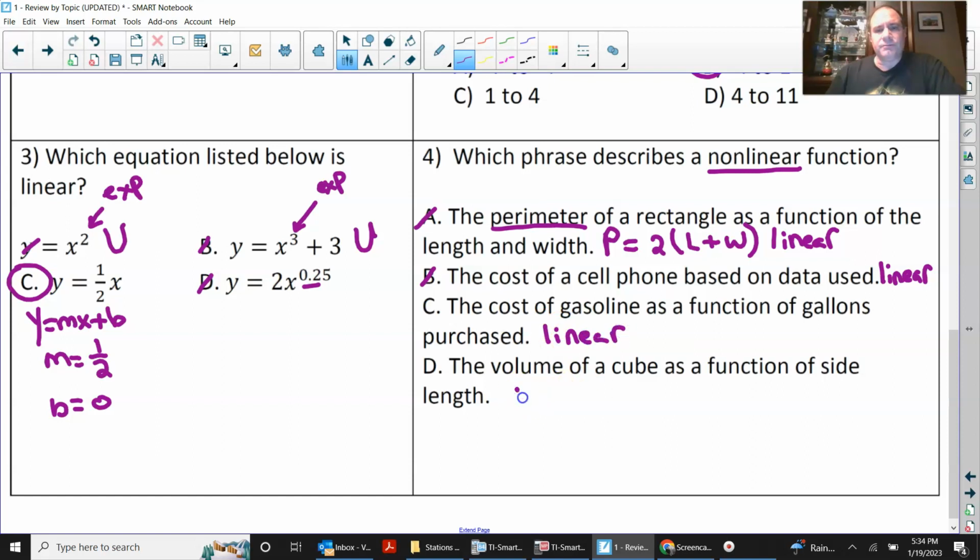The volume for a cube, if you're looking for the formula, is S cubed. Side cubed, right? So remember I told you about an exponent next to a variable. That is not allowed. That is going to result in a nonlinear function. So D is your answer.